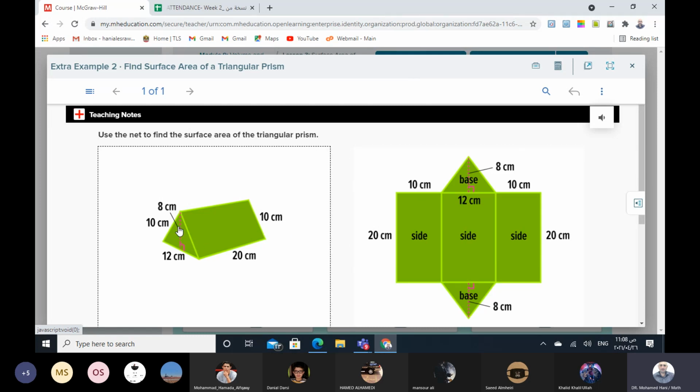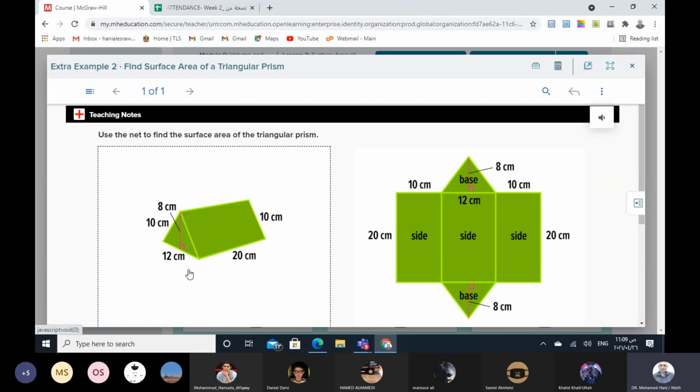As you see here, we have this triangular prism. We have here the base triangle, and here in the back we have the opposite congruent base, also a triangle, and here in the side we have a rectangle, and here we have the opposite congruent side, also a rectangle. Then here down we have the bottom, also a rectangle. So we want to find the surface area of this triangular prism.